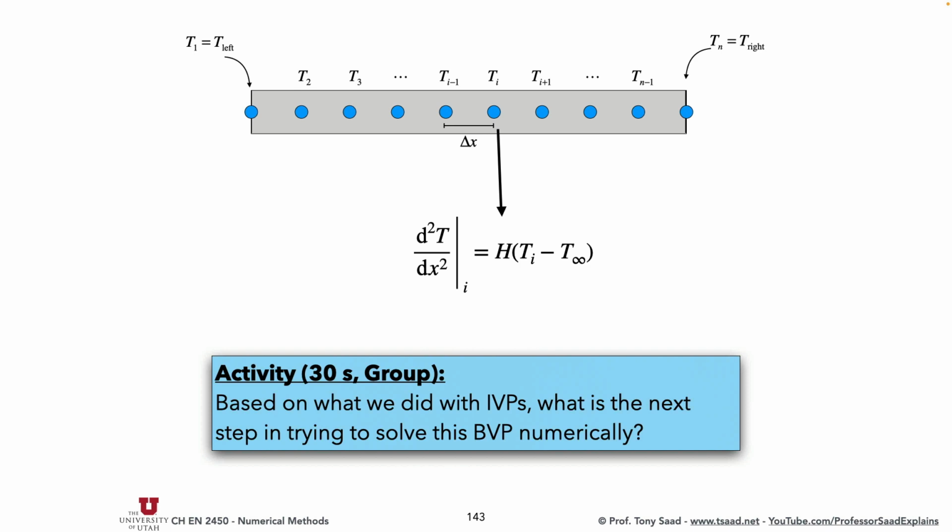So now we have an equation. It's still continuous, but we do have an equation at each one of those points. But I still have an issue here. I don't know how to compute that numerically. So what do we do? What did we do with forward Euler? What did we apply on the first derivative with forward Euler?